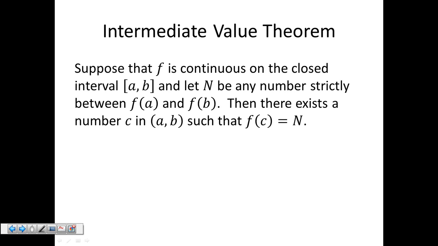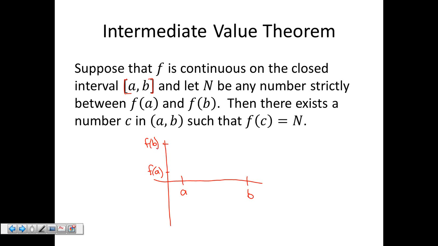So the intermediate value theorem basically says that if we have a continuous function from A to B, now those are x values, if we have a continuous function from A to B, and notice that that is inclusive. We have these square brackets around A and B. That means that we're going to include A and B. And let n be any number strictly between f of A. So I'm going to have my f of A be right here. And I'm going to have my f of B be right there.